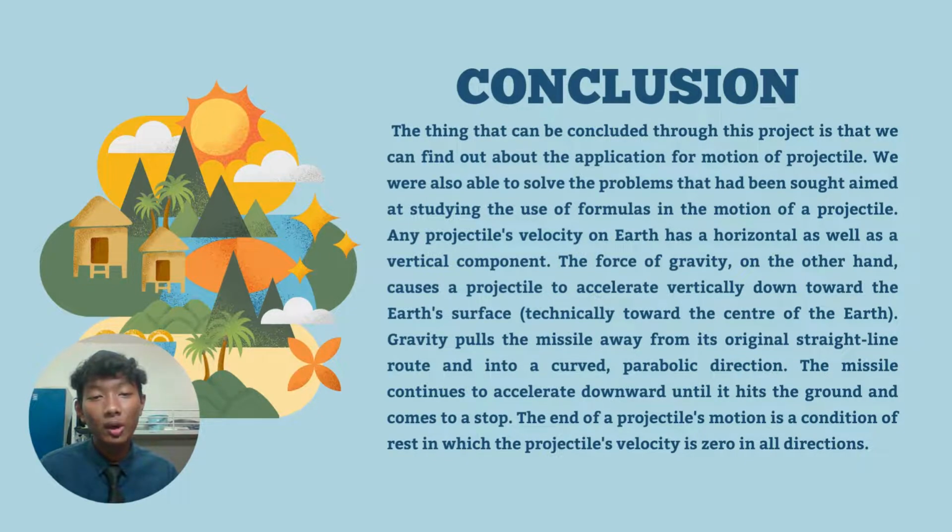Any projectile's velocity on Earth has a horizontal as well as a vertical component. The force of gravity, on the other hand, causes a projectile to accelerate vertically down toward the Earth's surface, technically toward the center of the Earth. Gravity pulls the missile away from its original straight line route and into a curved parabolic direction. The missile continues to accelerate downward until it hits the ground and comes to a stop. The end of a projectile motion is a condition of rest in which the projectile's velocity is zero in all directions. Thank you.